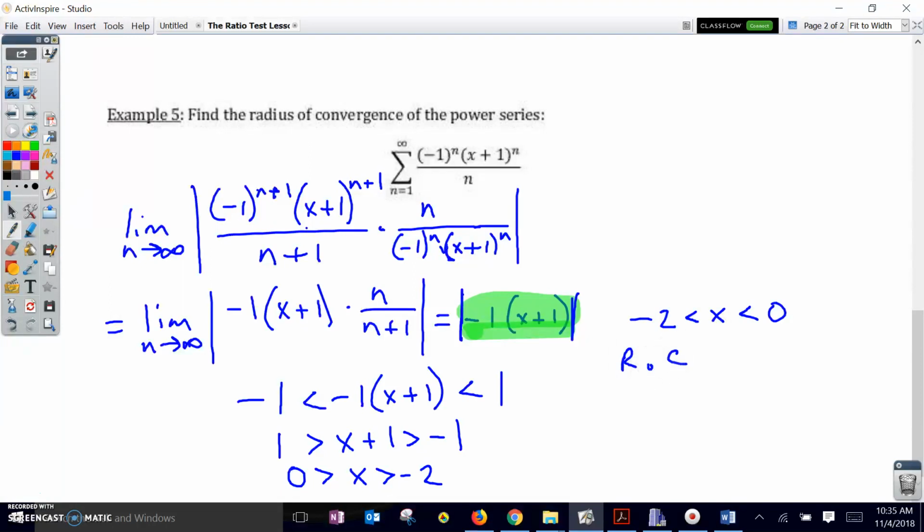And the radius of convergence is half the length of this interval. So the radius of convergence here is just going to be 1. All right, so that's a couple of the ways that we can use the ratio test. We can either use it to show that a series converges or diverges, or when we have these series that have a variable x inside of them, we can use it to determine the radius of convergence and interval of convergence by knowing that the absolute value of the ratio test's result right here has to be less than 1 in order for it to converge.